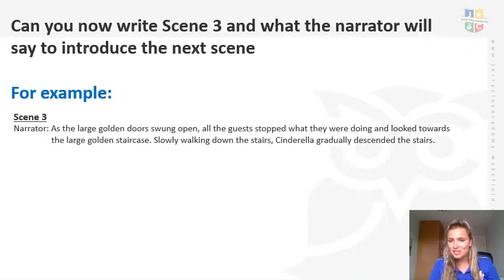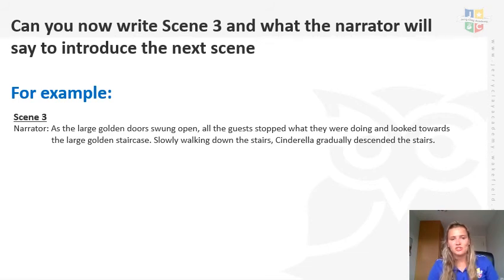The first thing we're going to do then is you're going to need to write scene 3 and underline it. Again, just like with scene 1 and 2, you can also put in brackets where this scene will be held, so you might write at the ball, but you don't have to, but you could if you want to. Then we're going to start again with the narrator, because the narrator will help to set the scene, so it's always good to have the narrator at the start of the scene. So let's have a look what my narrator is going to say.